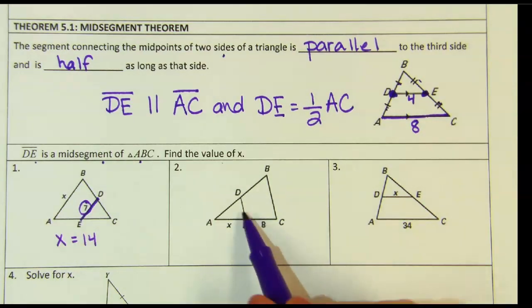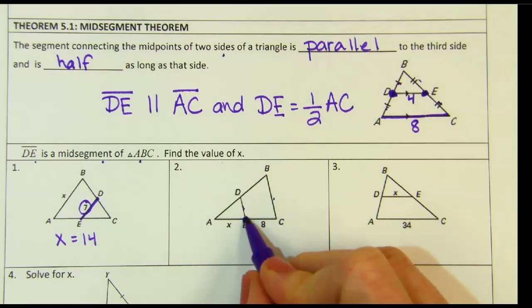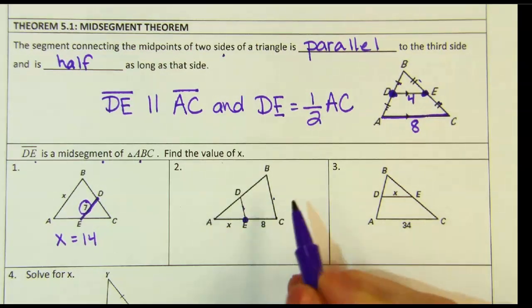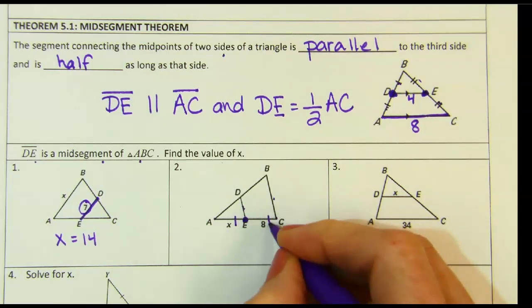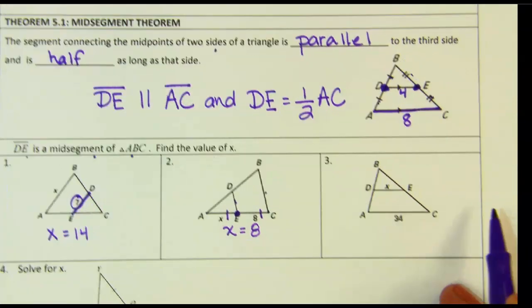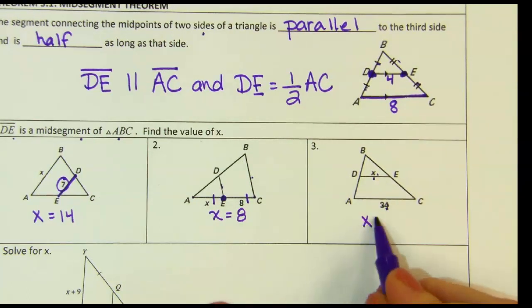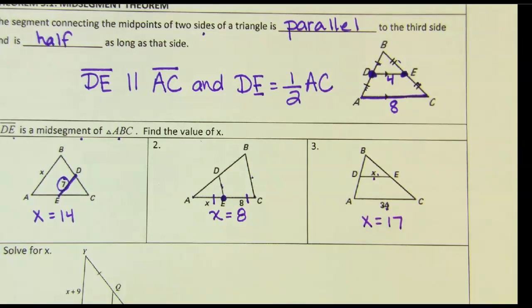Now this one switched from our midsegment, but since it's a midsegment, I know E is a midpoint of that side. So I know AE and EC are congruent. Therefore, x is 8. And then on number 3, we go back to the midsegment. I know that x is 1/2 of 34, so x is simply 17. Now, I would call those super easy problems, just recognizing that the midsegment theorem is at work.